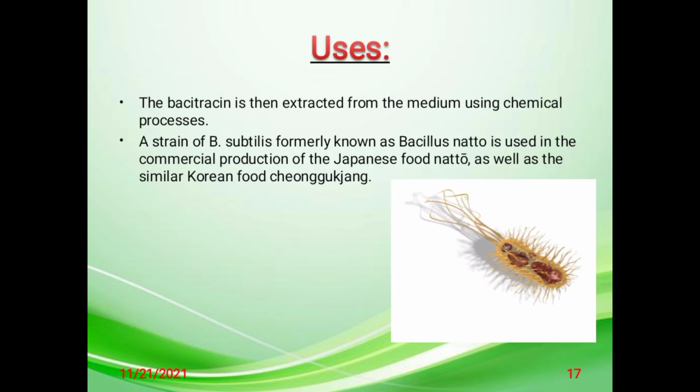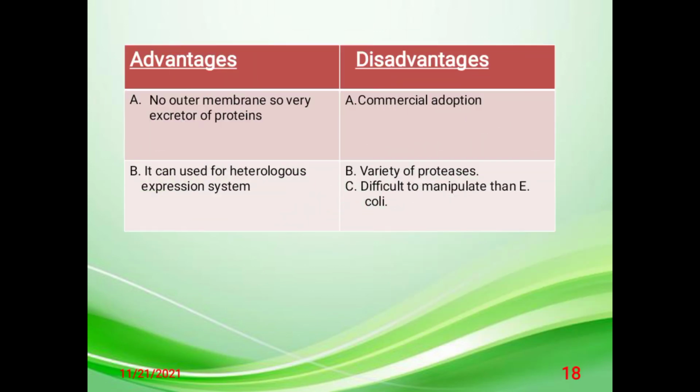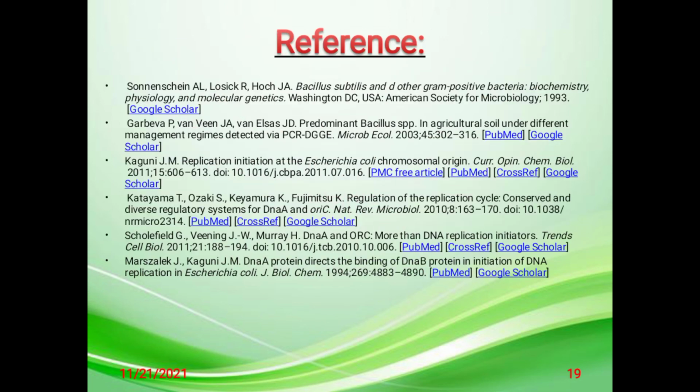Then next, uses. Bacillus subtilis is commonly known as Bacillus natto and it is used for the Japanese food natto. Then advantages and disadvantages. Advantages: no outer membrane, so proteins are easily secreted. Then it can be used as a heterologous expression system. Disadvantages: commercial adaptation and variety of proteins are more difficult to manipulate than E. coli. These are references.